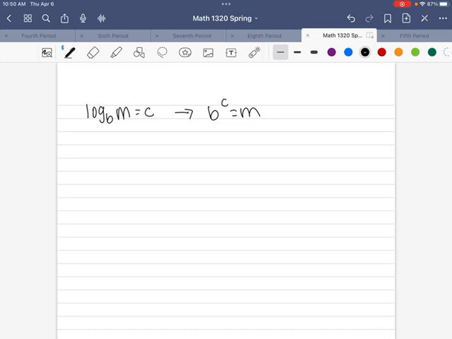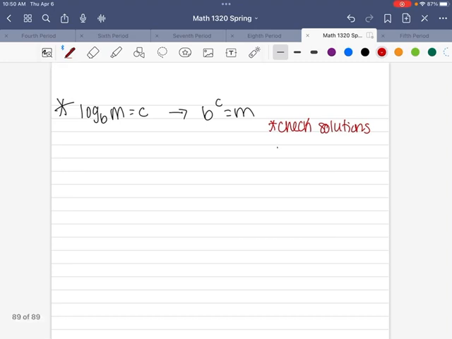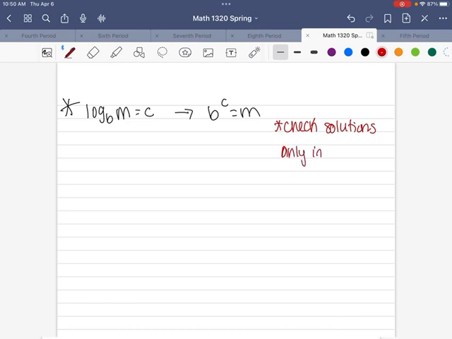Now for these, it's important, we always want to check our solutions. So for equations that look like this, after you get your answers, you want to check solutions, because you only want to include solutions for which m is greater than 0. And so you'll see what I mean here in a minute when we start plugging some of these things in.